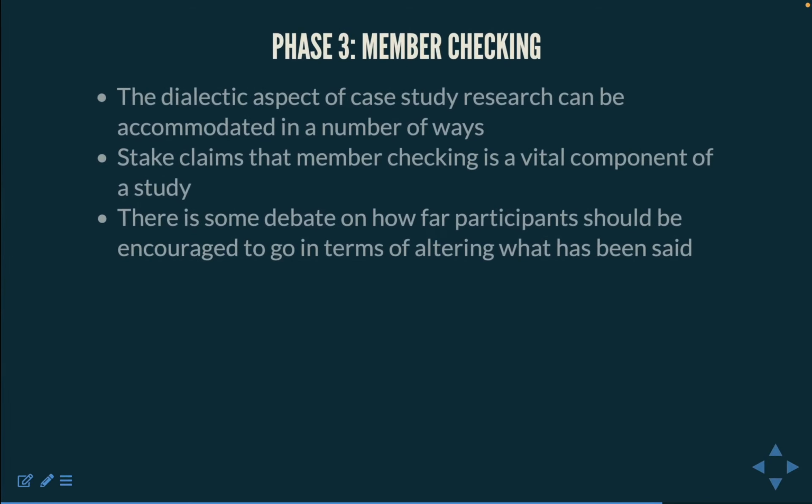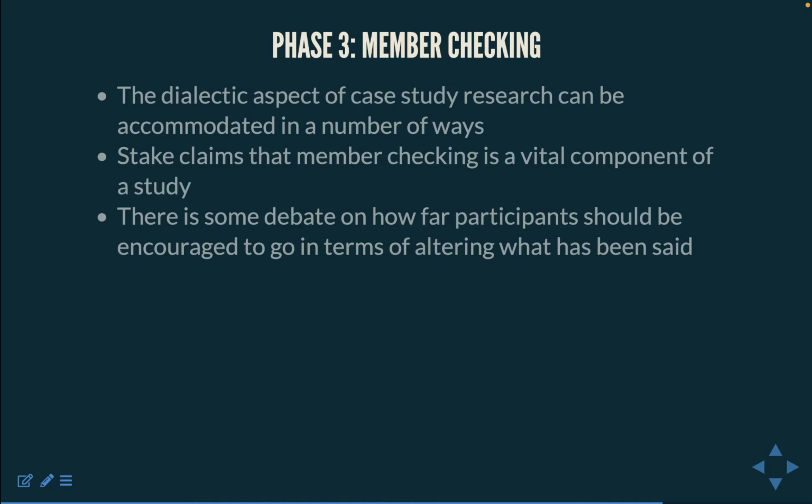Phase 3 is member checking. Now, the dialectic aspect of case study research can be accommodated in a number of ways: by workshops where participants are engaged to compare and contrast the individual constructions of reality by debate, by individual readings of their own individual accounts, or through full case study reports. This gives the participants the opportunity to confirm the credibility of the stories and to examine the cross-case themes as interpreted by the researcher. Those involved are given the opportunity to read their case reports and are encouraged to comment on the contents, adding their own interpretations.